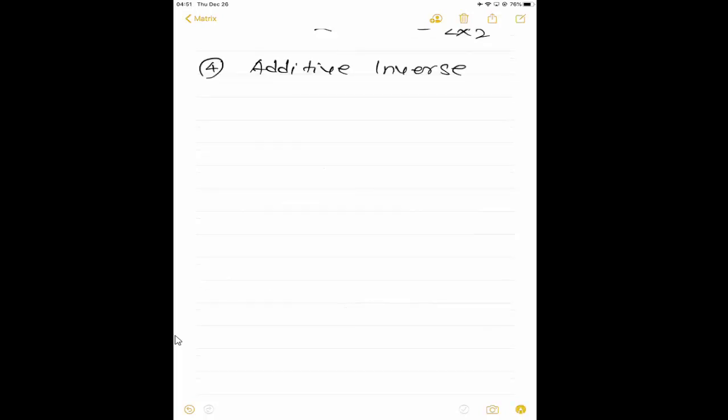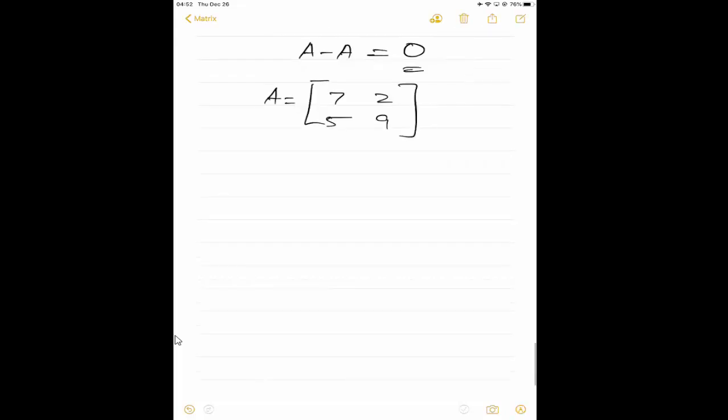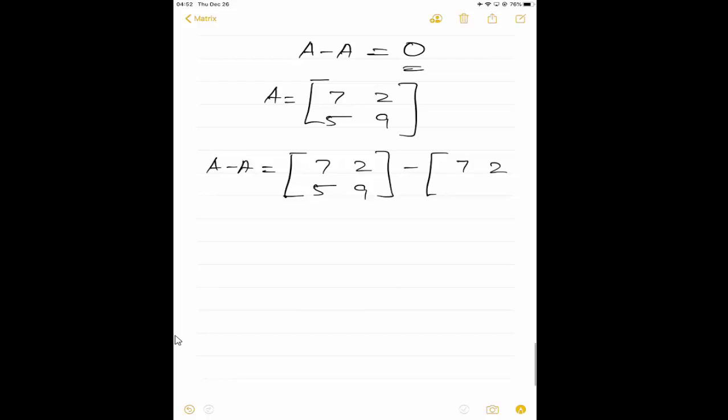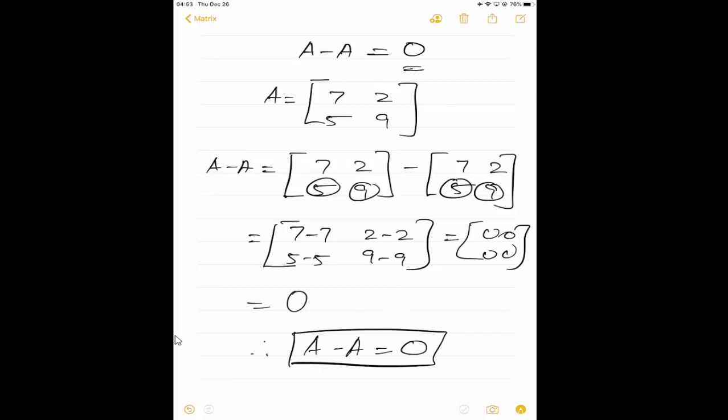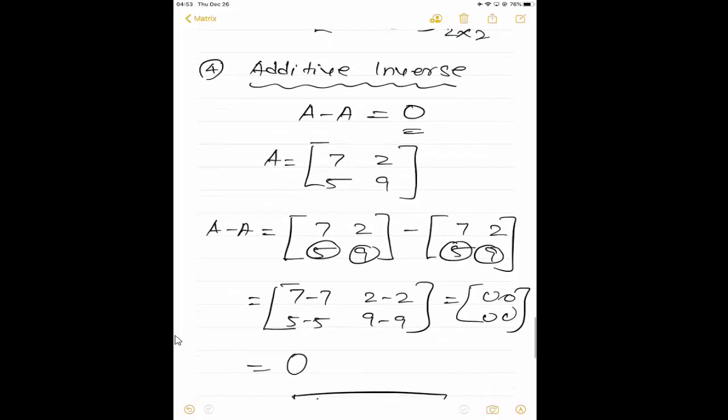Last rule, additive inverse. Additive inverse means when you subtract a matrix from its own matrix, that is A minus A, then the output will be a null matrix. Let's prove A minus A. I'm just subtracting the matrix from its own matrix. So element wise subtraction, 7 minus 2, 2 minus 2, 5 minus 5, 9 minus 9. That is 5 minus 5, 9 minus 9. When we do element wise subtraction, the output will be equal to 0, 0, 0, 0, which is nothing but a big O. Therefore, A minus A will be equal to a big O. And this is called additive inverse.